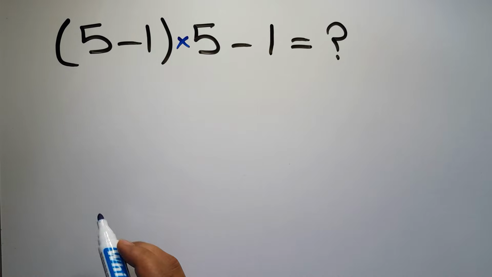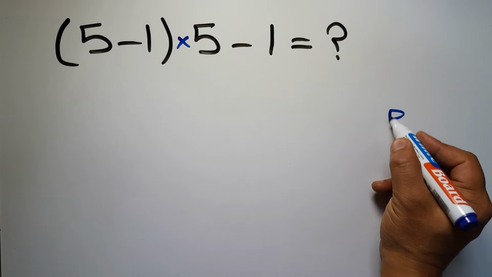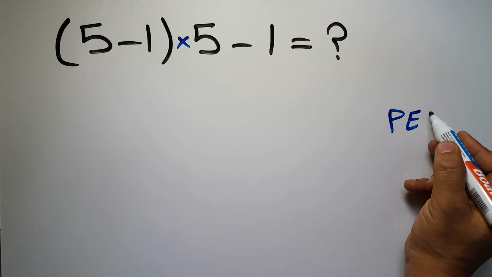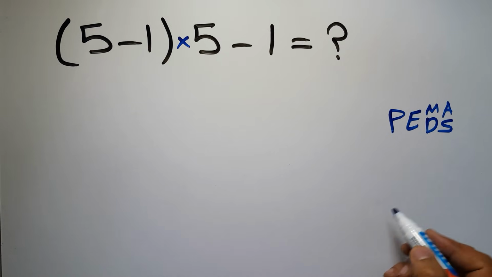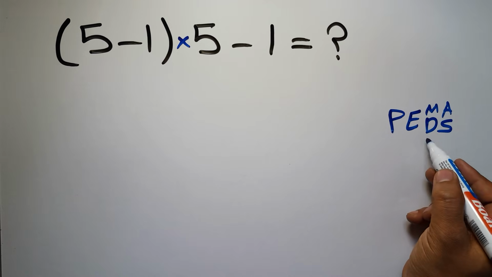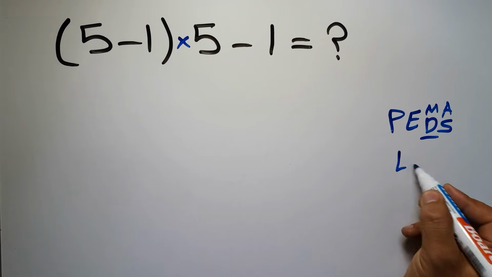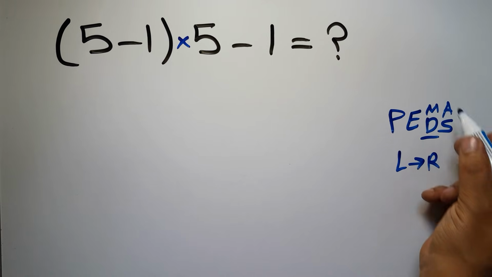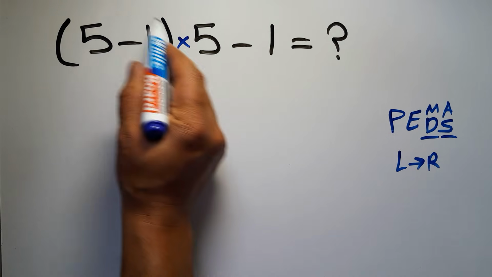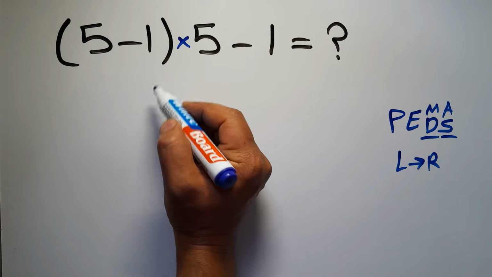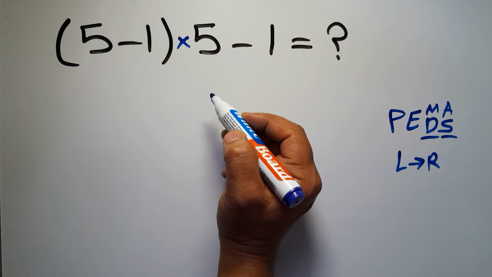Okay, so according to the order of operations, first we have to do parentheses, then exponents, then multiplication or division, and finally addition or subtraction. Remember that multiplication and division have equal priority and we have to work from left to right. And the same applies to addition and subtraction. So here, first we have to do this parentheses, then this multiplication, and finally this subtraction.